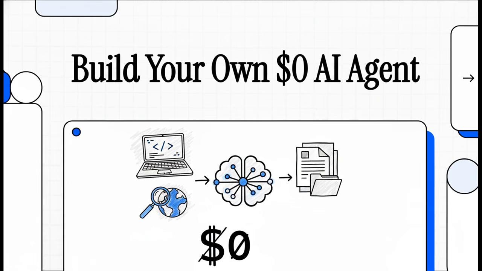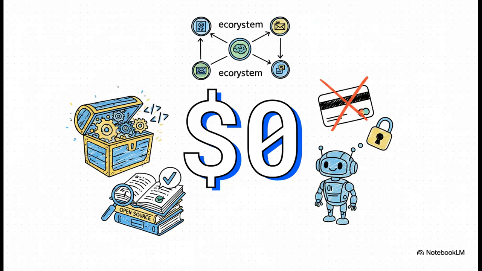In this explainer, we're going to map out exactly how you can do it. Yep, that's the number, $0. Thanks to this incredible ecosystem of open source models and tools that have popped up, you really don't need an OpenAI API key or a credit card just to start building some seriously powerful automations. It's kind of wild. Most people just don't realize how accessible all of this has become.